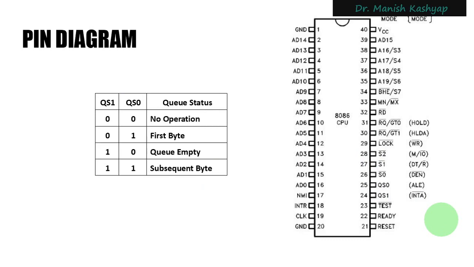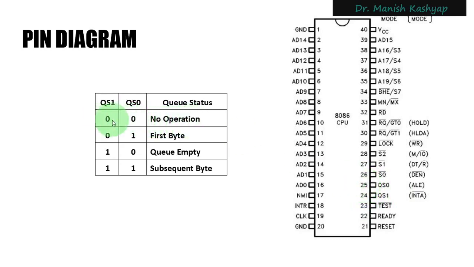And then we also saw that there is an internal instruction queue of 6 bytes in the 8086 microprocessor. To be able to check what is happening on the queue, we had these two bits, QS0 and QS1, right? QS0 and QS1 are pin numbers 24 and 25. And what do they tell you? They tell you what is currently happening with the instruction queue, right?